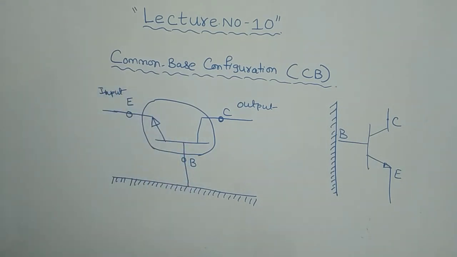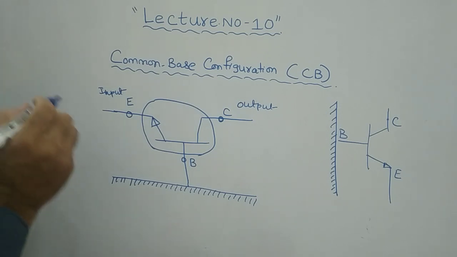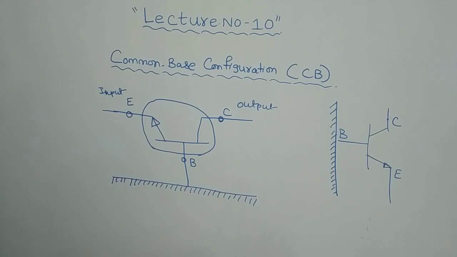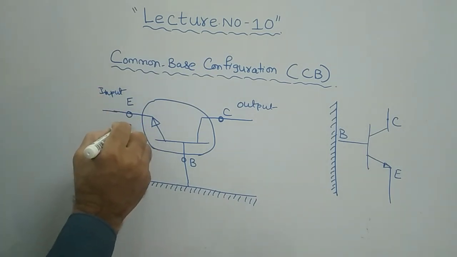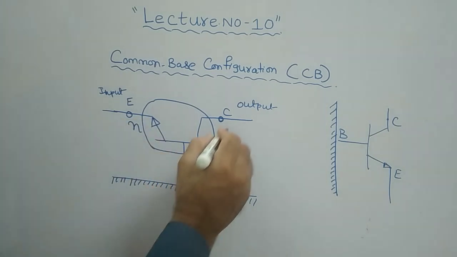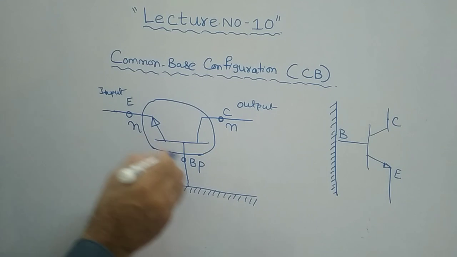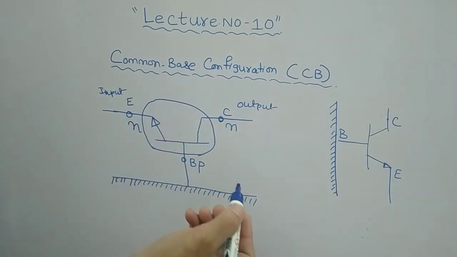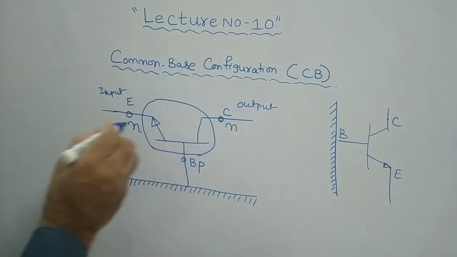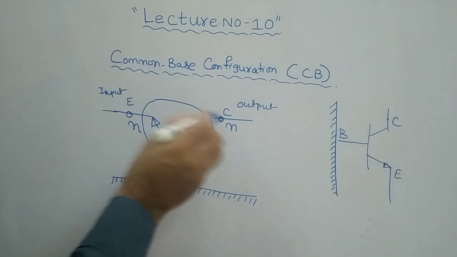The base terminal will be kept at zero potential normally. This is your NPN transistor. Remember that in common base configuration, this is N, this is P, this is N, that's why it is called an NPN transistor. If it is a PNP transistor, you can write it like this, PNP, or otherwise NPN, no problem.